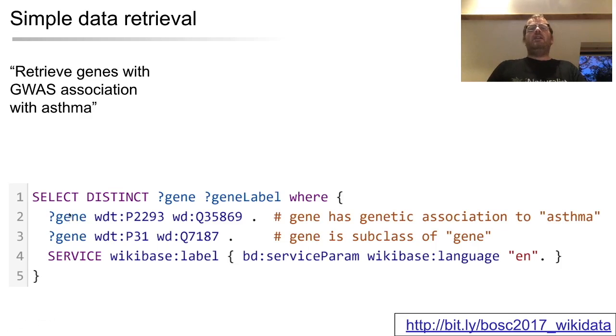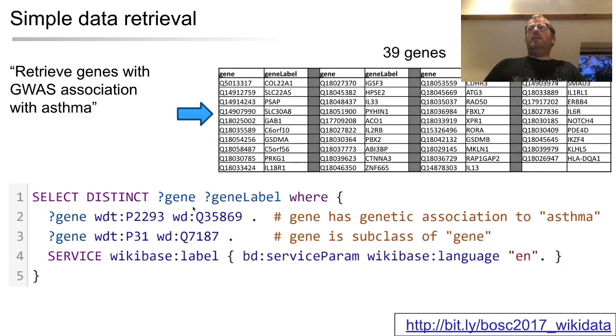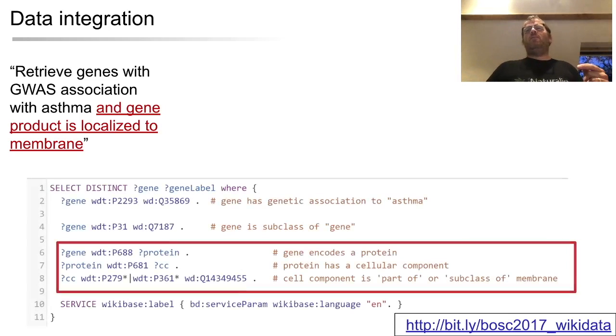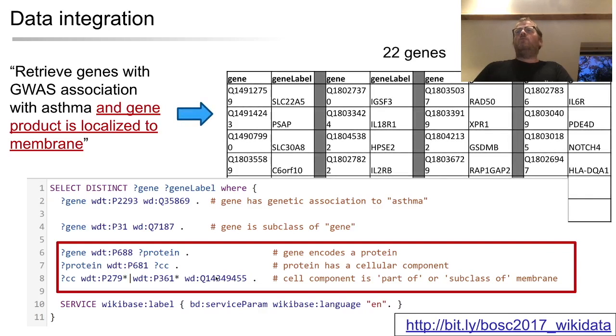So we're interested in genes. So the gene has a genetic association to asthma. The gene, this is the property genetic association, and this is the item in Wikidata about asthma. We want to know that it's a gene. We get 39 genes from Wikidata. Now we want to extend that query to gene products that are localized to the cell membrane. We extend that query again with a gene that encodes for a protein. It's a protein that has a cellular component, and the cellular component is either part of or a subclass of the membrane. And we have 22 genes.